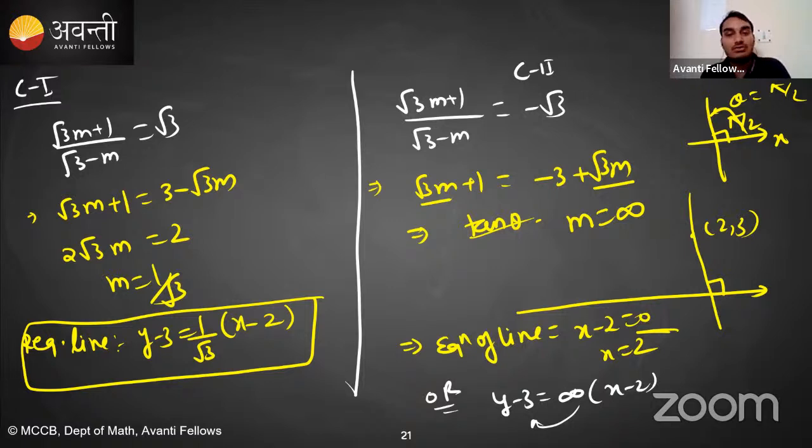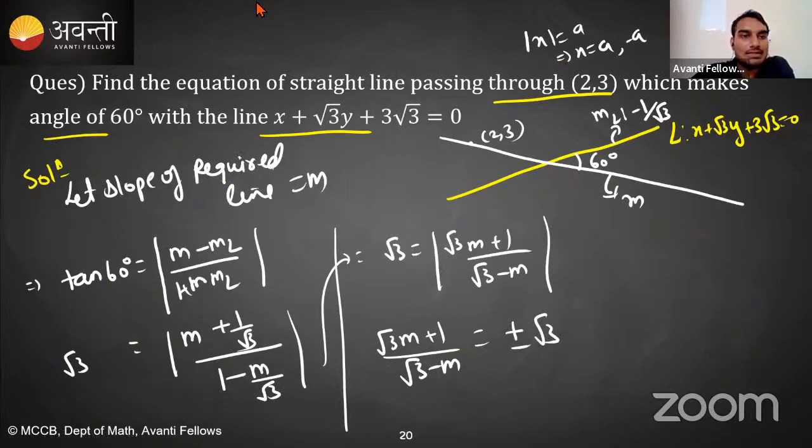Or you can just use your visualization that the line is perpendicular to the x-axis and passing through (2, 3). So in this complete line, my x coordinate will always be 2. So x is equal to 2 is the equation of the line. Is this clear, students? So there are two such lines that exist, one making pi by 2 angle, and they make a 60-degree angle with that line. Clear, everyone?